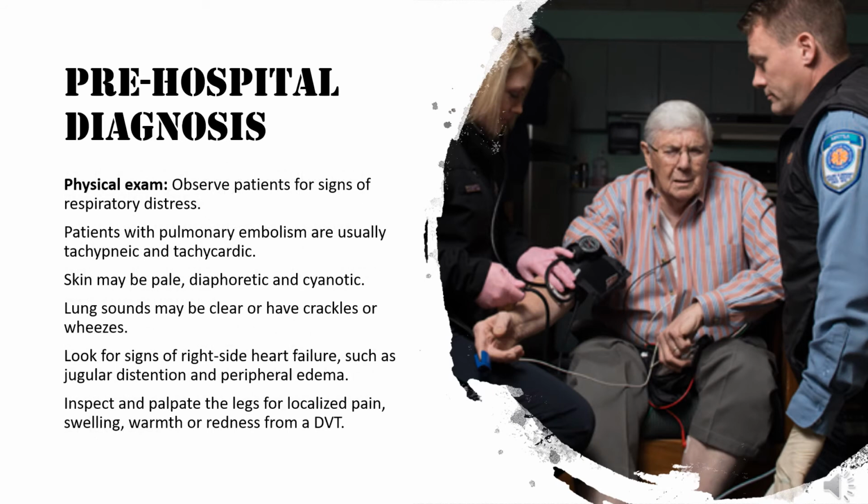The physical exam. Observe patients for signs of respiratory distress. Patients with pulmonary embolism are usually tachypneic and tachycardic. Skin may be pale, diaphoretic, and cyanotic. Lung sounds may be clear or have crackles or wheezes. Look for signs of right-sided heart failure such as jugular distension and peripheral edema. Inspect and palpate the legs for localized pain, swelling, warmth, or redness from a DVT.